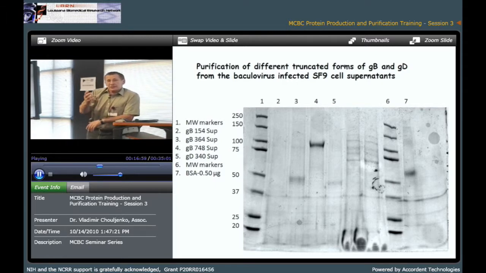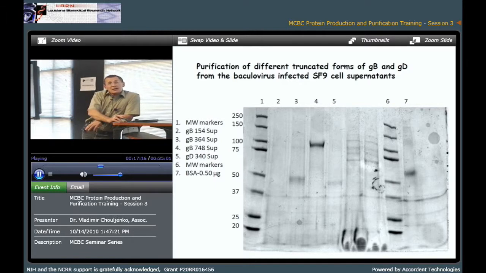Next, unlike the previous slide, for detection purposes we used very sensitive Western blot analysis and antibody. In this case, those proteins were not purified at all. It was just straight cell lysates.